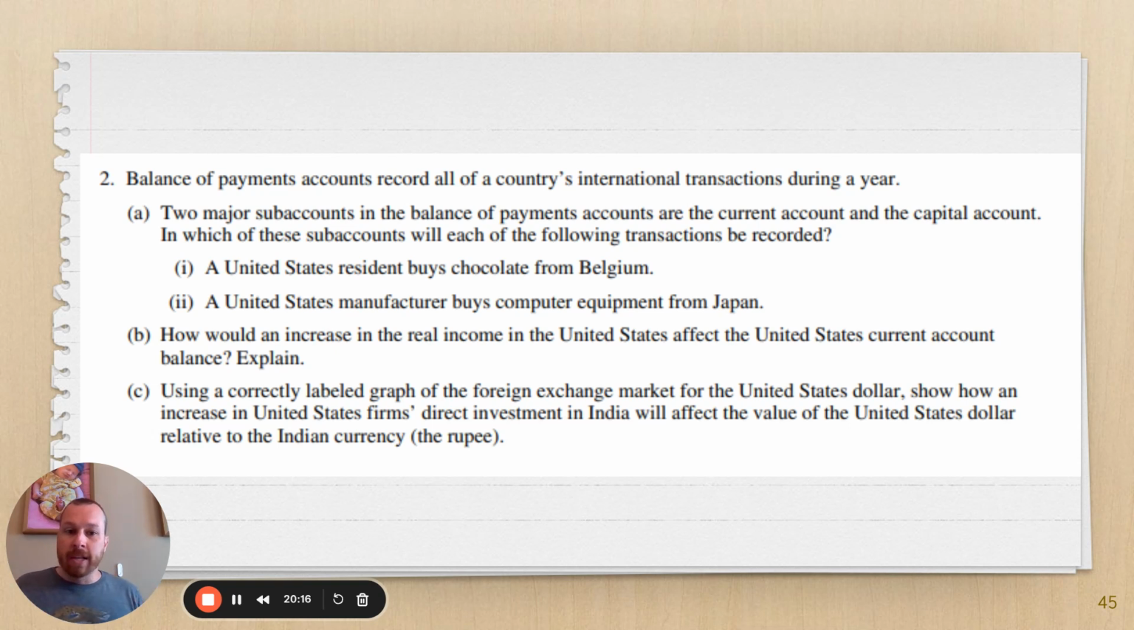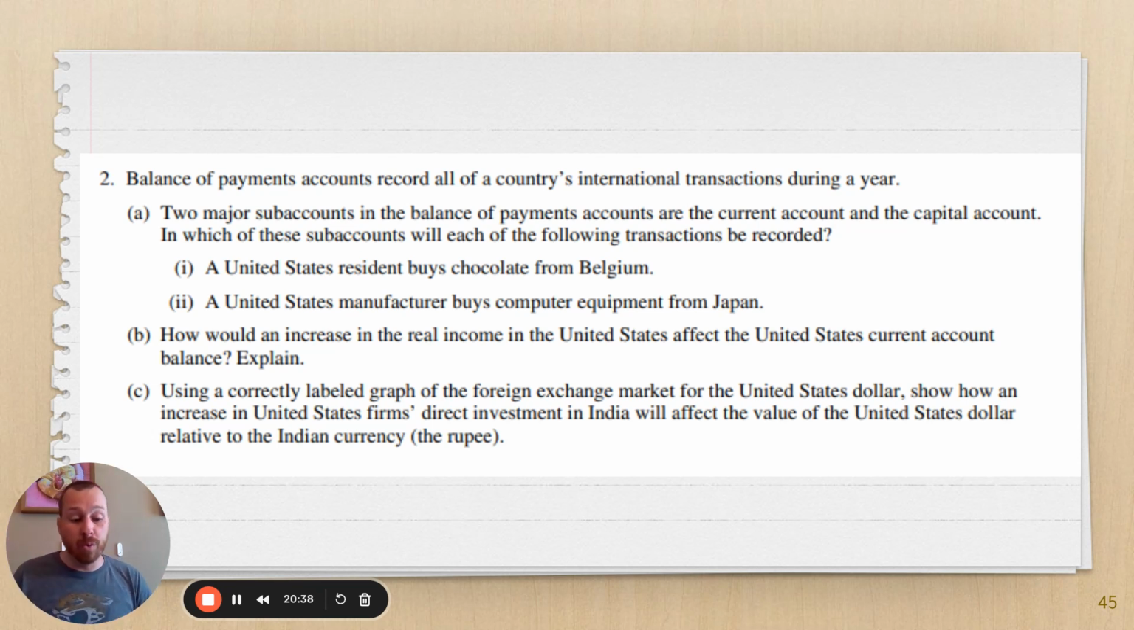So it's saying here that the United States firms are investing in India. They're buying Indian goods, right? To do that, they have to buy the rupee. Okay. To buy the rupee, if we were drawing the graph for the rupee, we would just say, all right, demand for the rupee shifts to the right because we want to buy more rupees. But this asks us to draw the graph for the dollar.